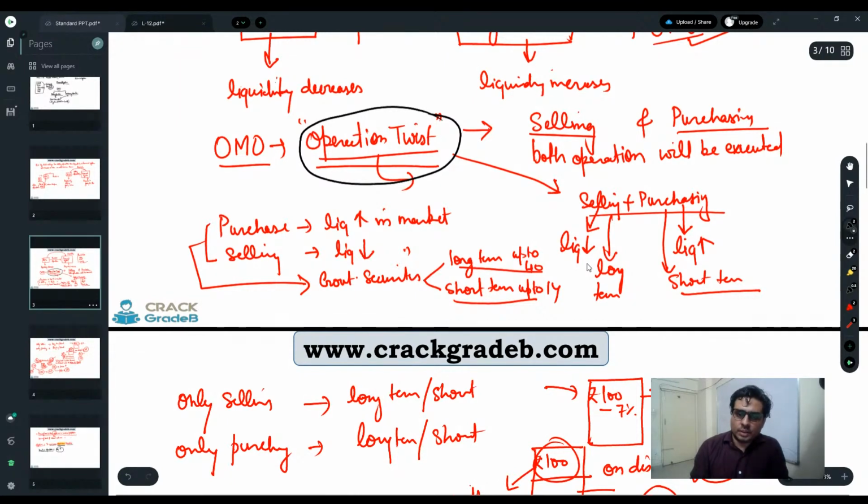RBI is going to sell long term securities. So when you start selling long term securities, the supply of long term securities is going to increase. When supply of something is going to increase, demand is the same, but supply increases. I explained this phenomenon in the SEBI special lectures, in the second lecture, about demand and supply.